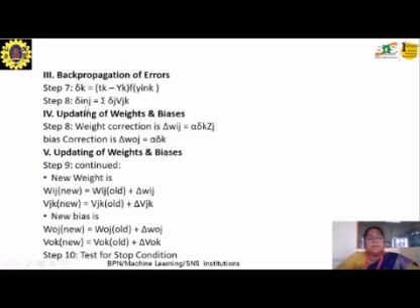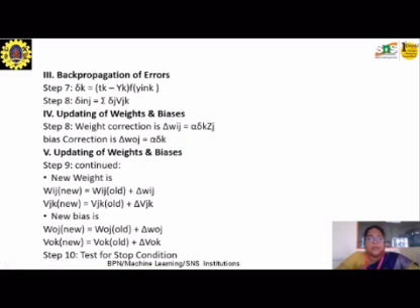And the step 8: del inj is equal to summation of del j into vjk. So this is also the previous layer's backpropagated error, calculated with the sum of all inputs into the weight. So after finding out the backpropagation error, updation of weight and bias is done here.